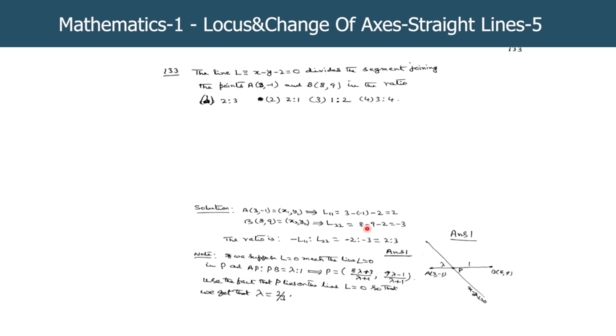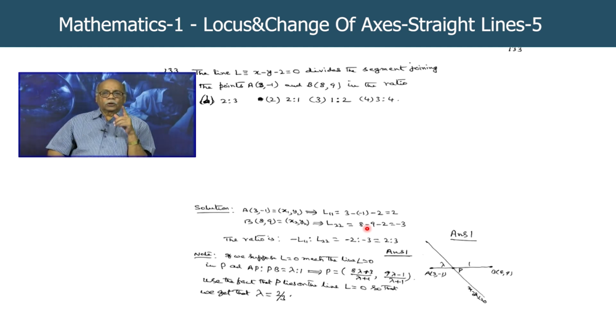Correct option is 1. You can also work out this problem by supposing the ratio AP is to PB is equal to lambda is to 1 and writing the coordinates of P. If you take lambda is to 1, then the coordinates of P are (8 lambda plus 3)/(lambda plus 1) and (9 lambda minus 1)/(lambda plus 1). Now use the fact that P lies on the line x minus y minus 2 equal to 0. Then you will get the value of lambda. In that procedure also you can work it out.